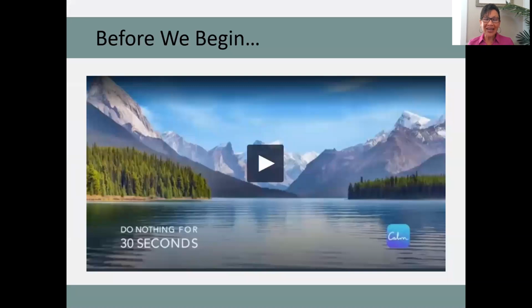Before we begin, we're going to take just 30 seconds to do nothing. So get yourself into a comfortable position. Make sure that there are no distractions if at all possible. Make sure you're not writing anything, so put everything down. And let's start with just a cleansing breath, breathing in, filling up our lungs, expanding our bellies, and breathing out. And then let's do nothing for 30 seconds.